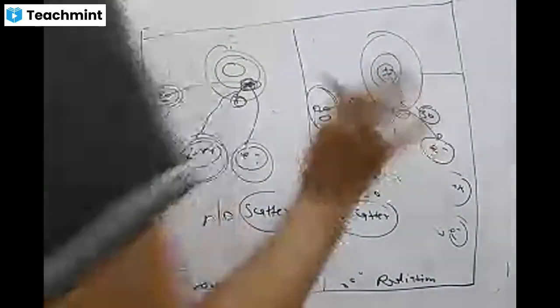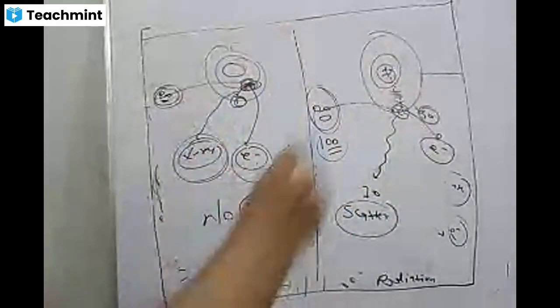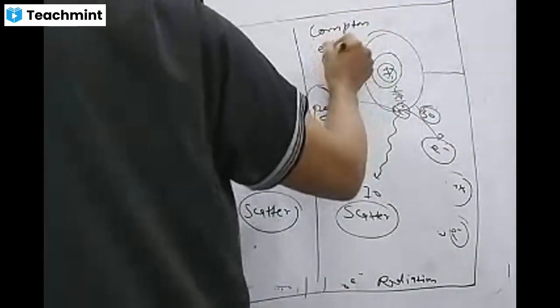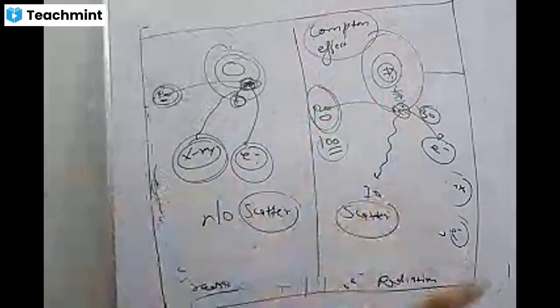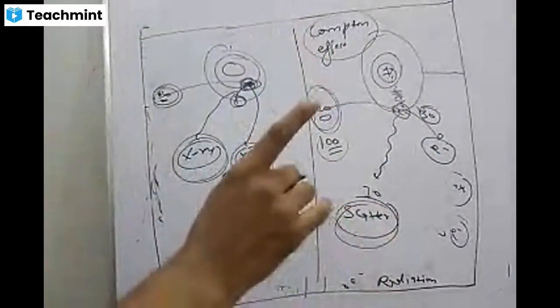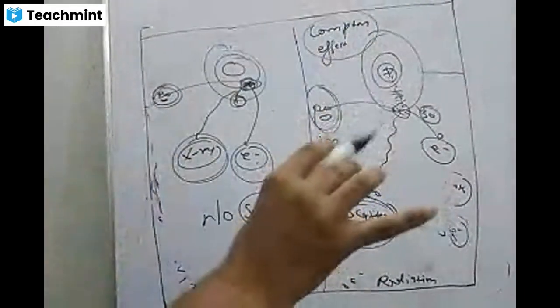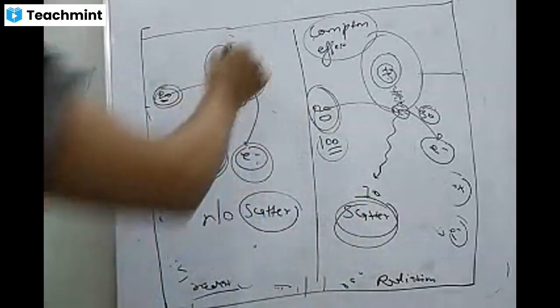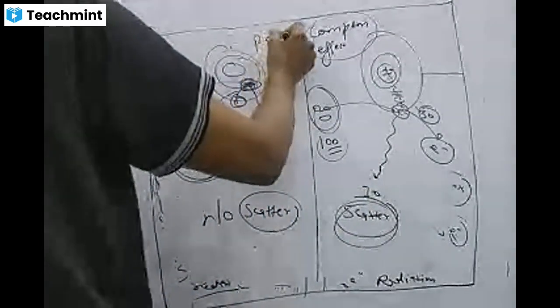So in diagnostic radiology, this is your Compton effect, which gives you scatter radiation. And in diagnostic radiology, when the X-rays interact with the patient body, the X-rays are produced by your photoelectric effect.